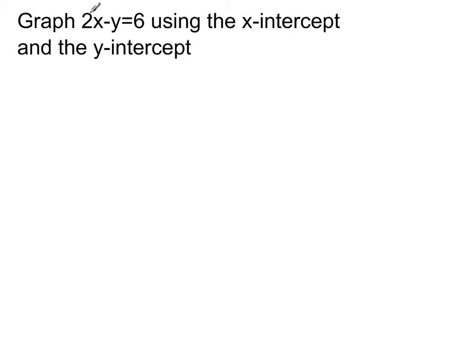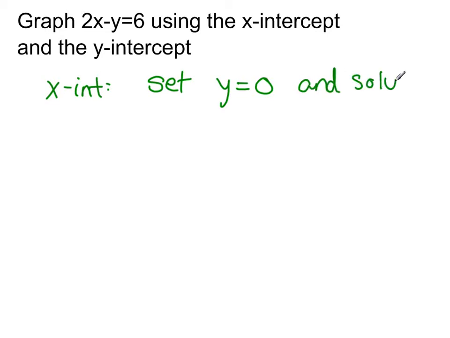We're asked to graph 2x minus y equals 6 using the x-intercept and the y-intercept. So let's start with the x-intercept, just because it appeared first in the directions. When we want to find the x-intercept, there's a key thing we mentioned before, and that was y is always 0. Always. Because it has to cross the x-axis, and y is 0 at the x-axis. So we are going to set y equal to 0, and then we're going to solve for x.